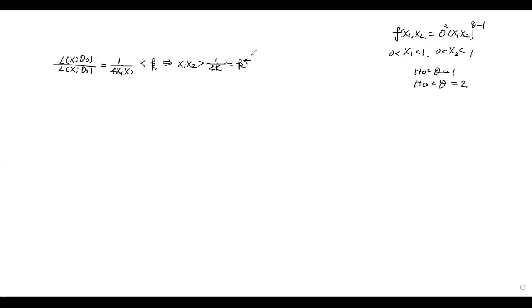Okay, so this is my x1 and x2. Because they are both from 0 to 1, I can find the domains here.